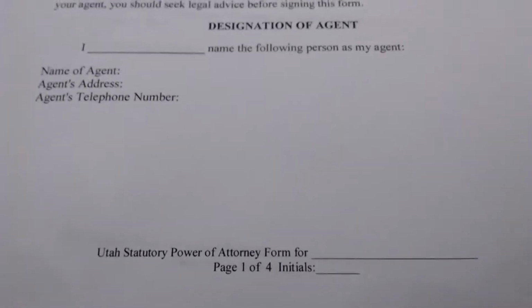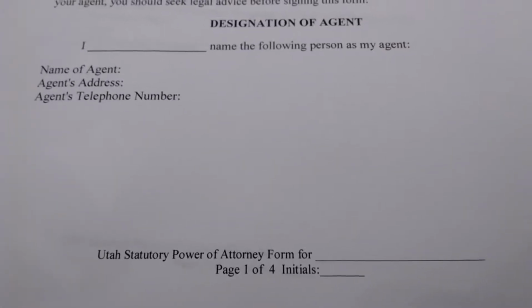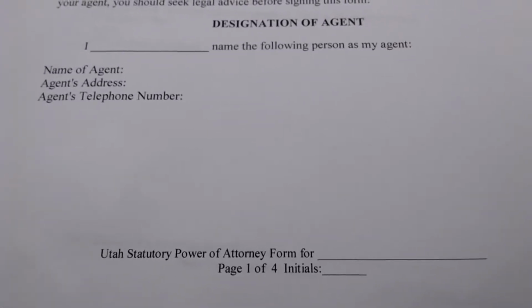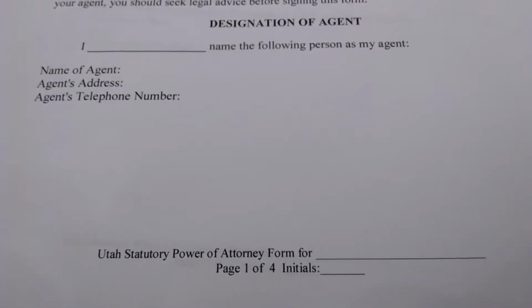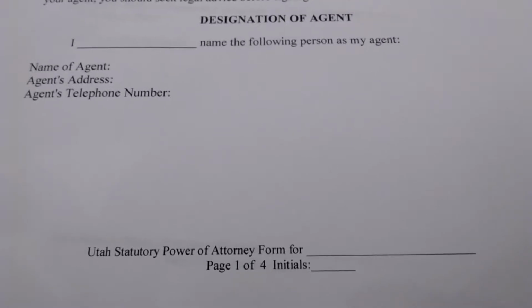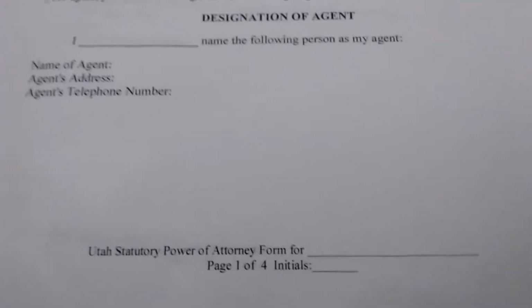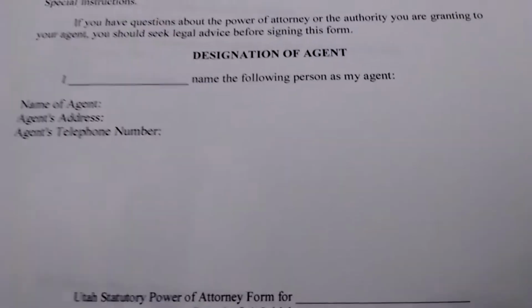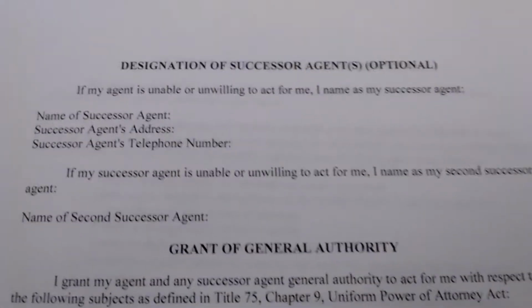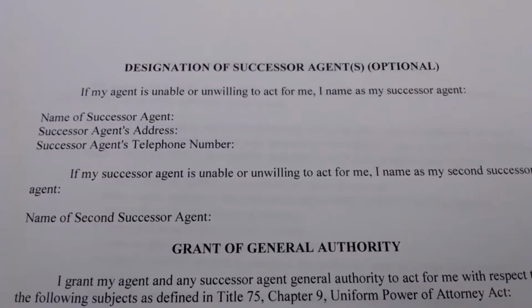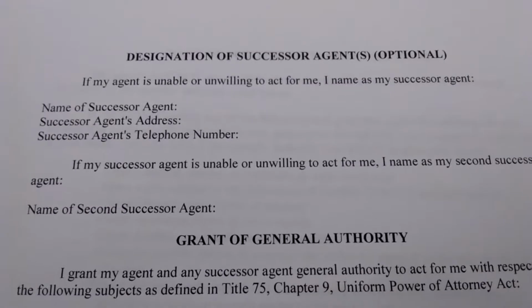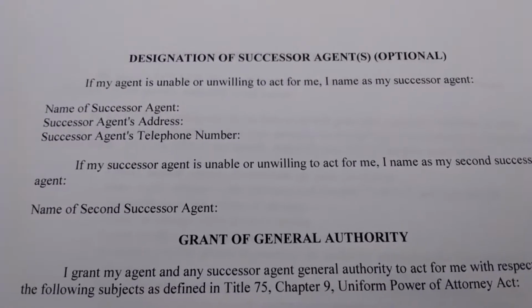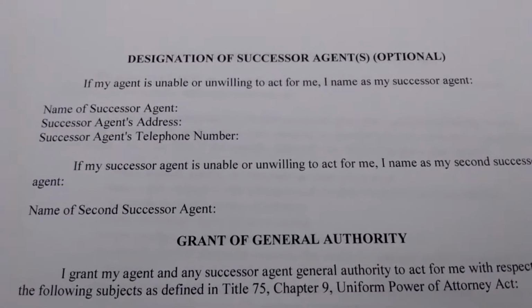But then this bottom part, it's just I, and then your name, are going to make the following person as your agent. And then you name your agent, list your agent's address, telephone number, and then at the bottom also put your name and your initials. On the next page, you designate your successor agents. This is in case your agent is unwilling or unable to act on your behalf. You name your successor agent, the address, telephone number, and then a second successor agent.